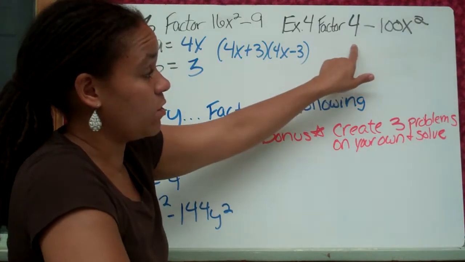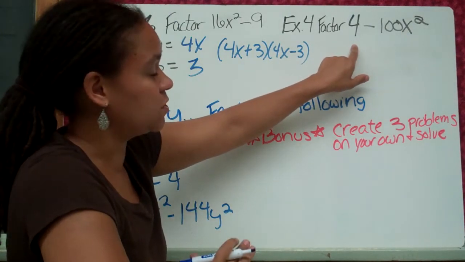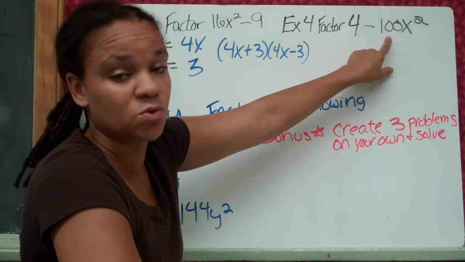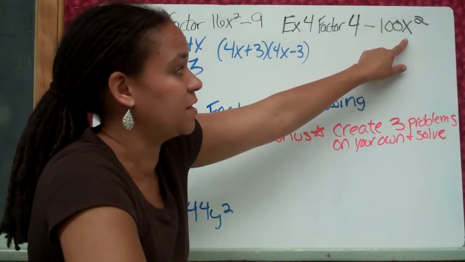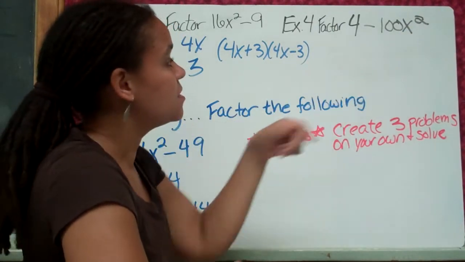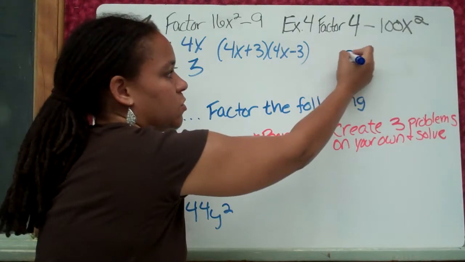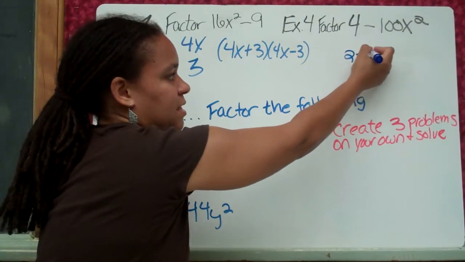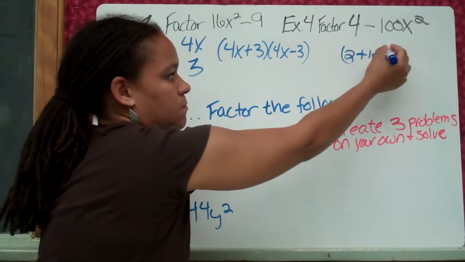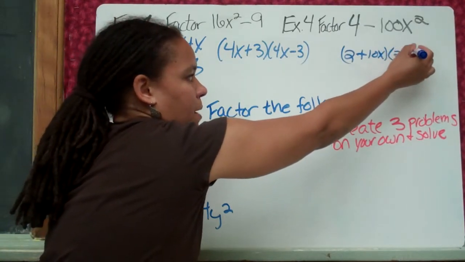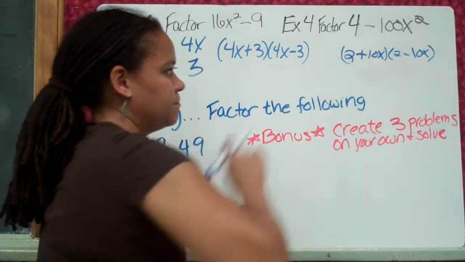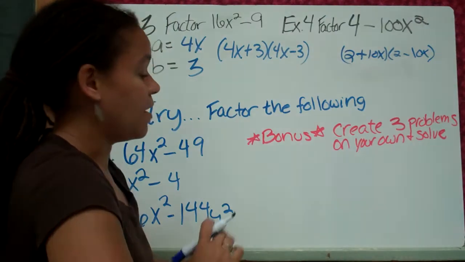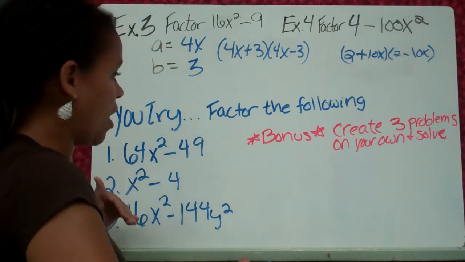All right, last one we're going to try, 4 minus 100x squared. You can see the 4 is a perfect square, that would be 2 if I took the square root. 100, the square root of that is 10. The square root of x squared, of course, is x. So I'm just left with 2 plus 10x times 2 minus 10x. That's it.